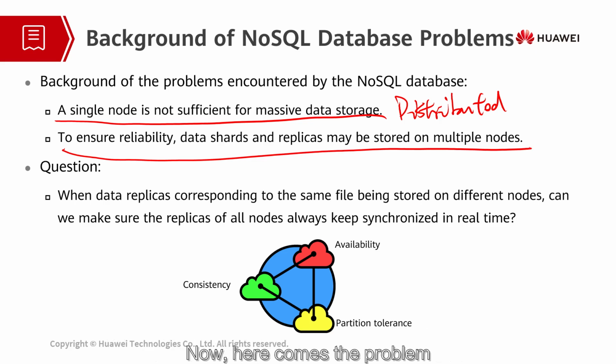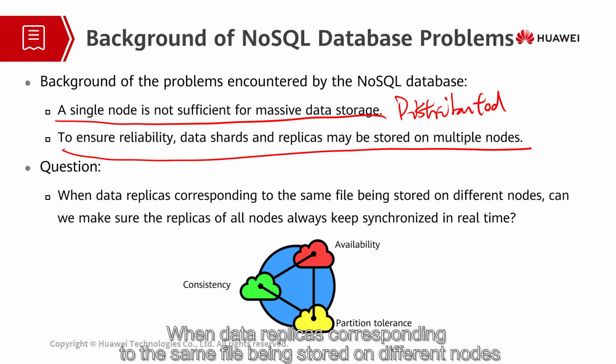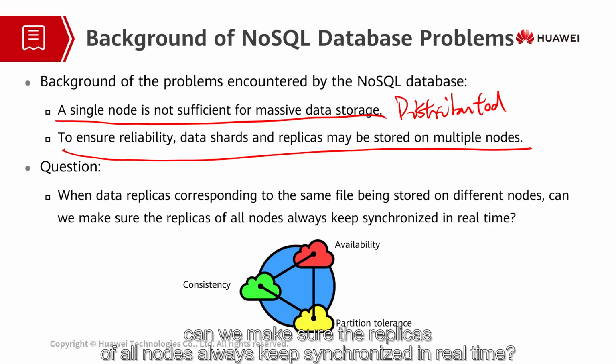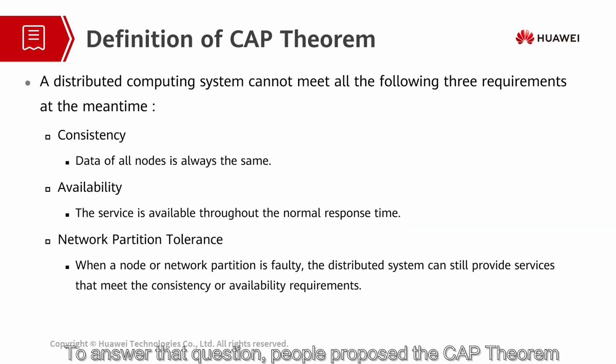Now, here comes the problem. When data replicas corresponding to the same file are stored on different nodes, can we make sure the replicas on all nodes always keep synchronized in real time? To answer that question, people proposed the CAP theory.